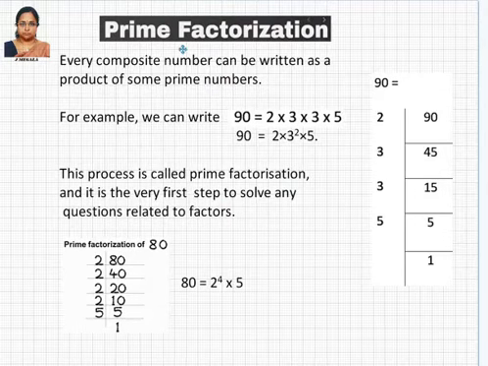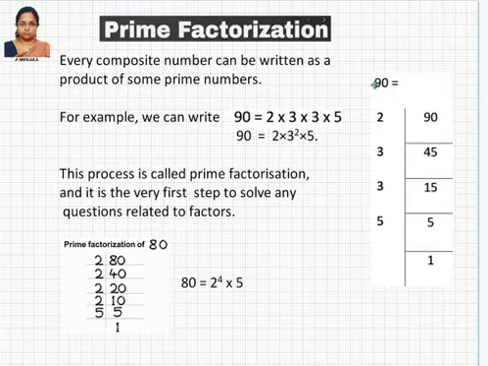The first thing you're going to see here is prime factorization. So what do we mean by factorization? This is writing any composite number, for example 90, in the form of prime numbers. For solving problems, we need this. It is very important to write any number in the form of prime numbers. That is what is called prime factorization.